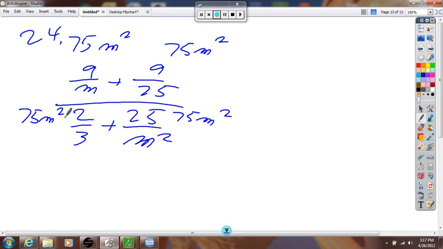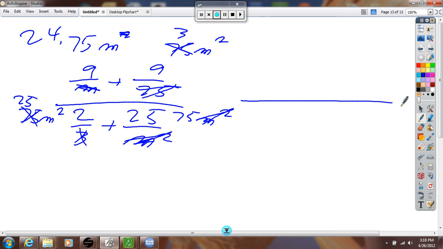And now I go back and cancel. The m cancels with m squared. 25 goes into 75 3 times. 3 goes into 75 25 times. And the m squared is canceled. Okay, go back and multiply.